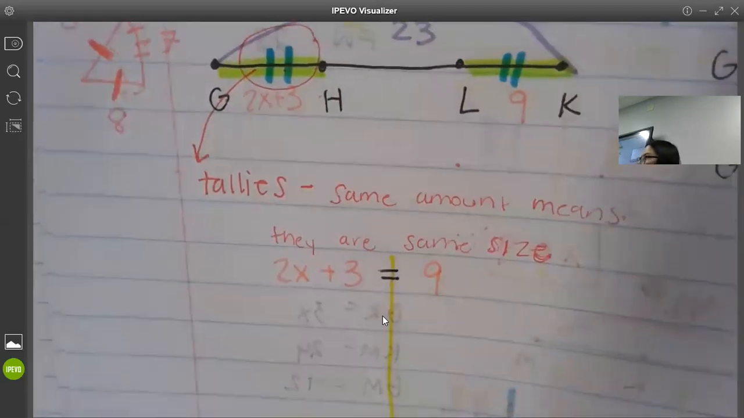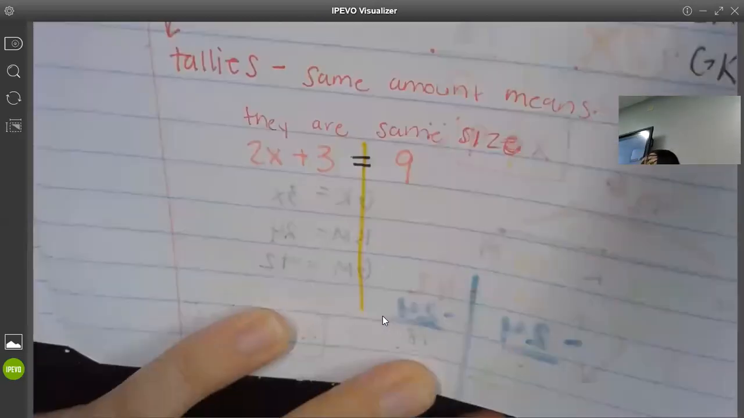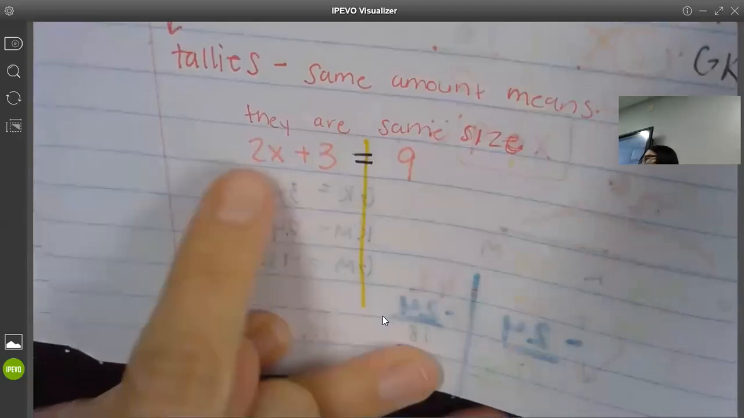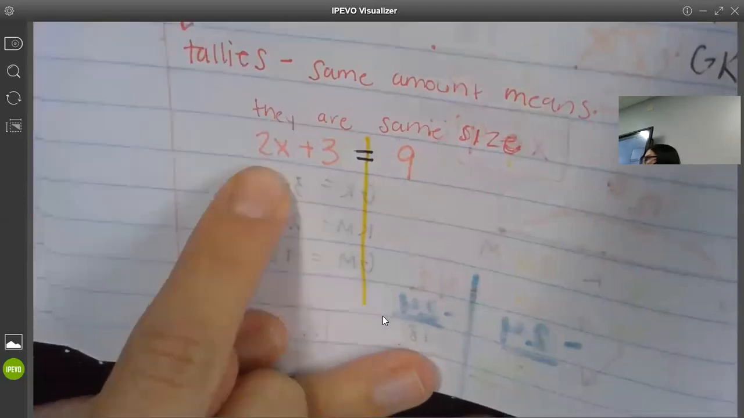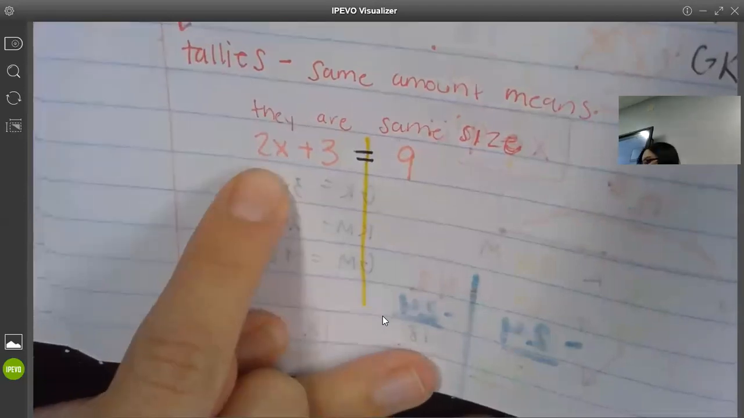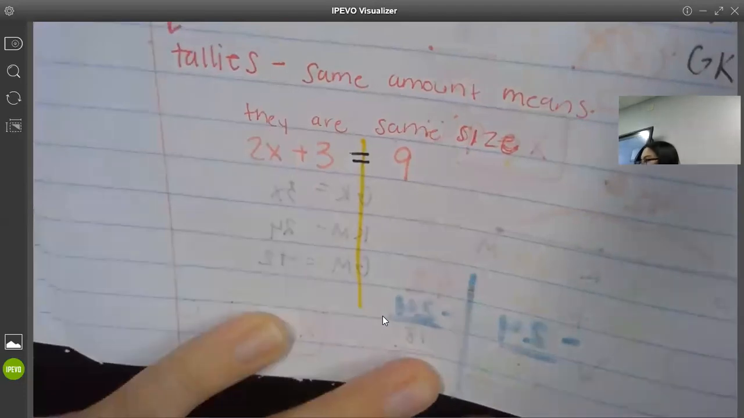Now, this is a conversation we keep having. You will see this later. Which one should I move, the 2x or the 3? If we're solving for this one, it's going to take more time if you move this one. So we want to move the 3. So it's a plus 3.